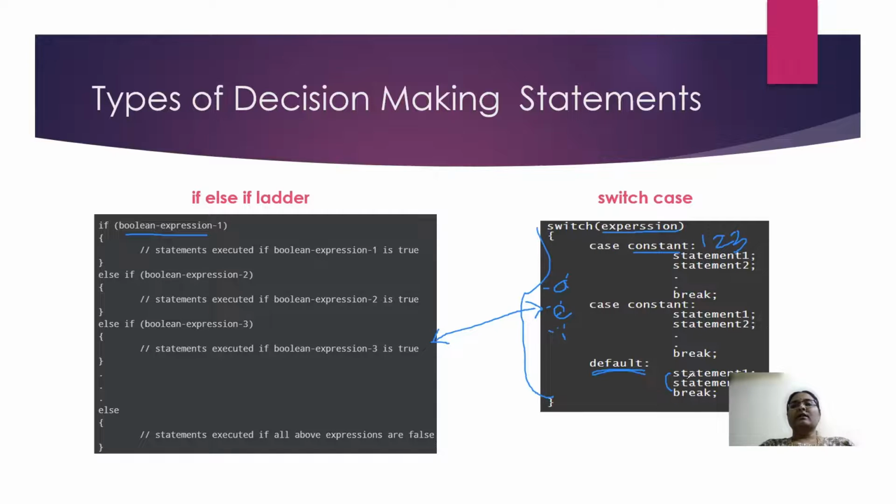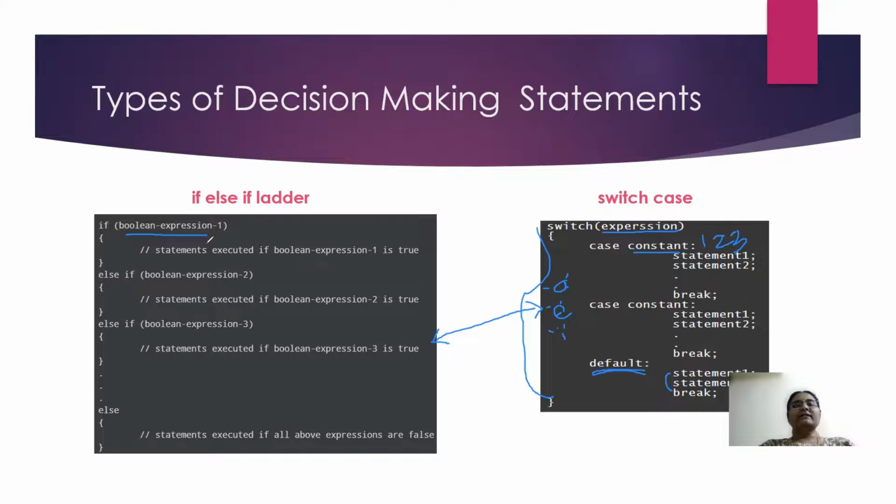Please give the values from 1 to 7. So to handle wrong values, you can make use of this default block. For the correct choices, you can make use of the cases. For this example, you can also make use of the if-else if ladder.